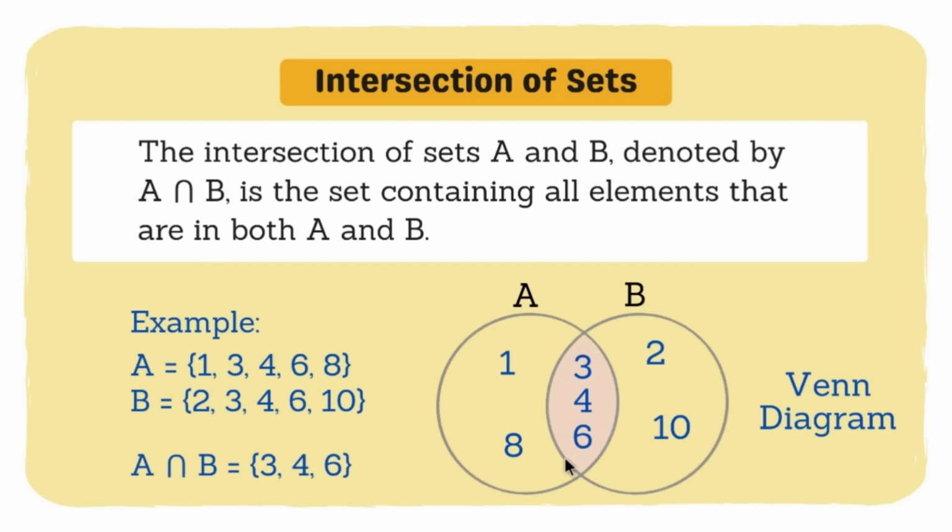Okay? To further emphasize this Venn diagram, we have here set A. It contains all the elements here in this circle with 1, 3, 4, 6, 8. And set B contains all elements here. We have 2, 3, 4, 6, 10. However, elements 1 and 8 belong only to set A, and elements 2 and 10 belong only to set B. But they share common elements. We have here 3, 4, and 6. Ito na po yung intersection of sets. Kaya ito lang po yung shaded region dito po sa ating Venn diagram. Ganyan po ang paggawa ng Venn diagram for intersection of sets.